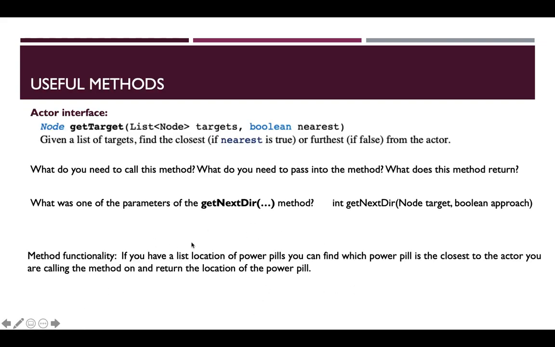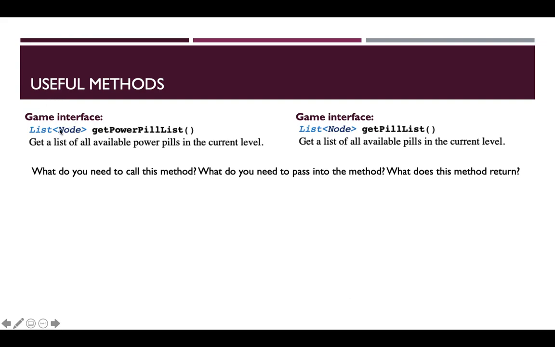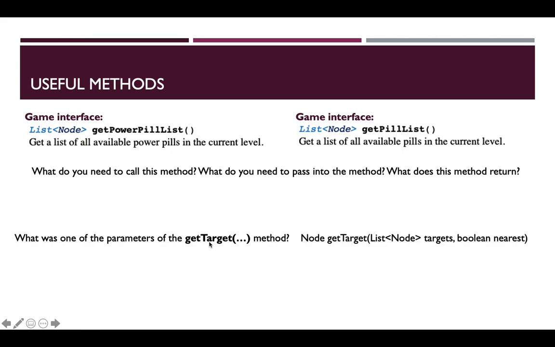Remember, if we go back here, the example that we were using takes in a list of nodes for getTarget, right? Which here now we're returning a list of nodes. So to further connect that, what is one of the parameters of the getTarget method? It's a list of nodes. So we can see that both of these return a list of nodes, so we can also leverage that. Okay?